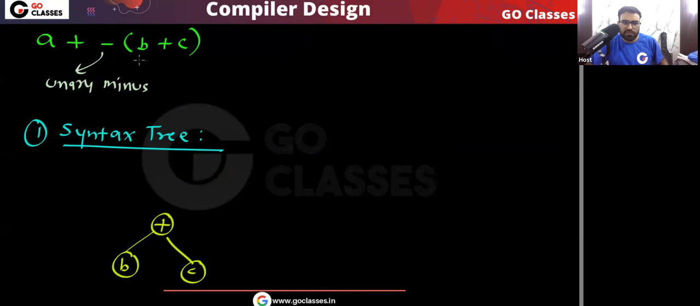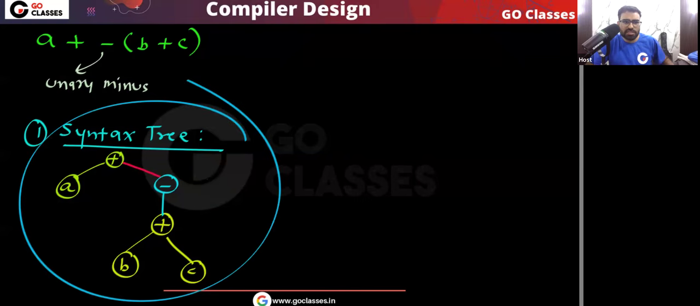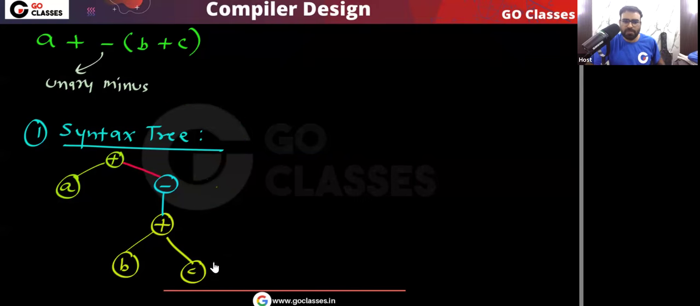So you can see that first we will do this b plus c, so plus, and these are the operands. After b plus c, this is the unary minus, so I can make this unary minus like this. Then again we are going to do the addition. One operand is a and another is the result of this unary minus. So that's it. This is your answer. This is the syntax tree, very simple.